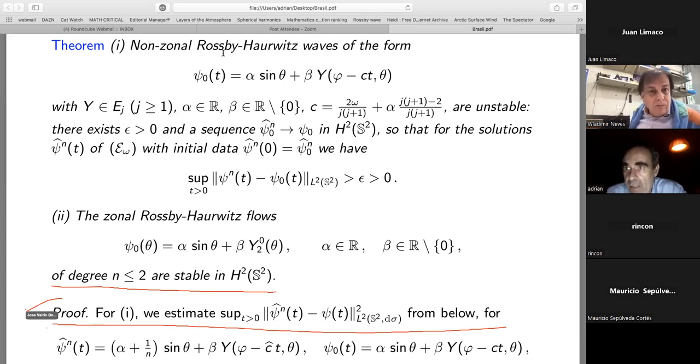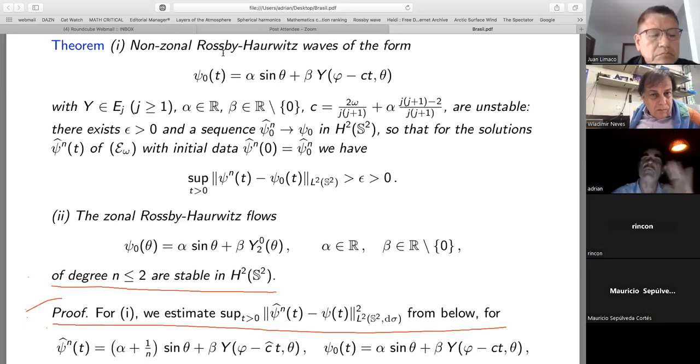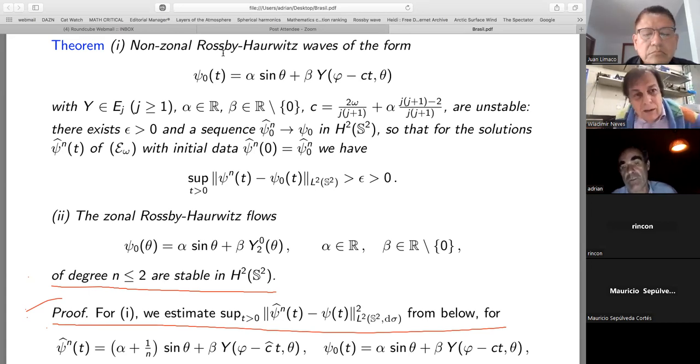I'm not aware of any result of orbital stability, but in principle, there is stability for the low modes: for degree 1, the zonal ones for degree 2, and instability from order 3 onwards. So maybe at order 2, typically at the transition, there might be some orbital stability at play, but we did not investigate it.